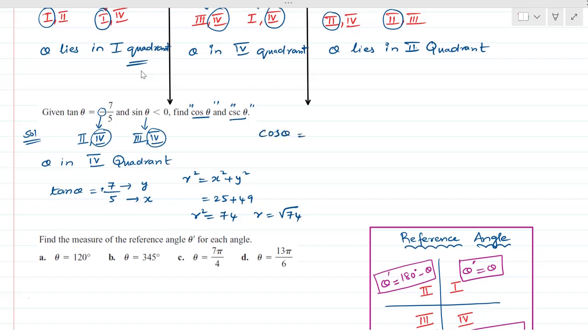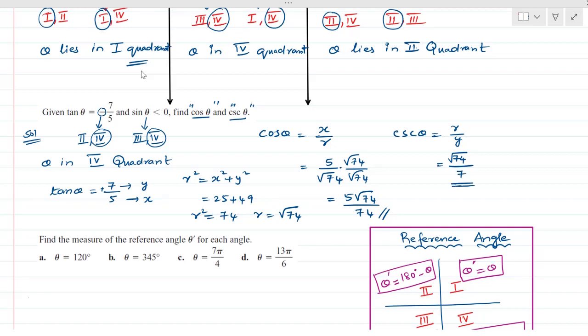Cosine theta. What is cosine theta? It is x over r. And cosec theta is r over y. I write it without the sign for now. The x value is 5 over square root of 74. I multiply by root 74 over root 74 to rationalize, giving 5 root 74 over 74. So this is the answer. Similarly, r is root 74 over the y value, which is 7. 7 is the y value.